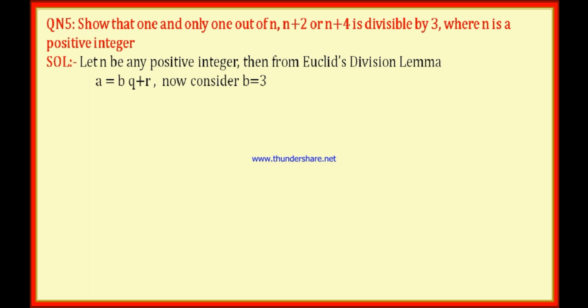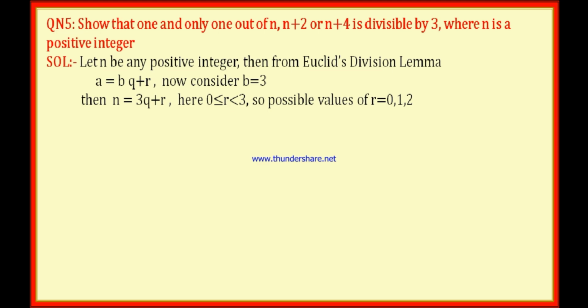Here it should be divisible by 3. Since it is divisible by 3, the quotient is 3, that is b is equal to 3. Since the quotient is 3, the r value should be either 0 or 1 or 2. Here n is equal to 3q plus r. Since the quotient is 3, the remainder should be greater than or equal to 0 but less than 3. Therefore, the values of the different remainders are either 0 or 1 or 2.